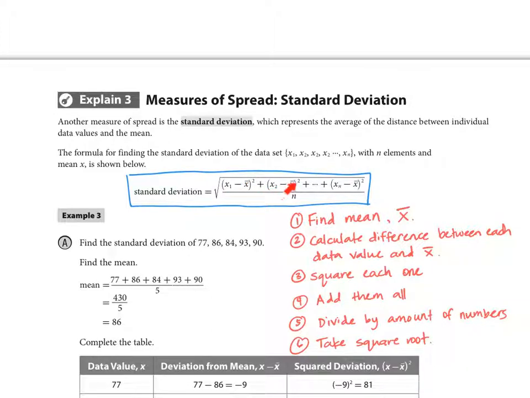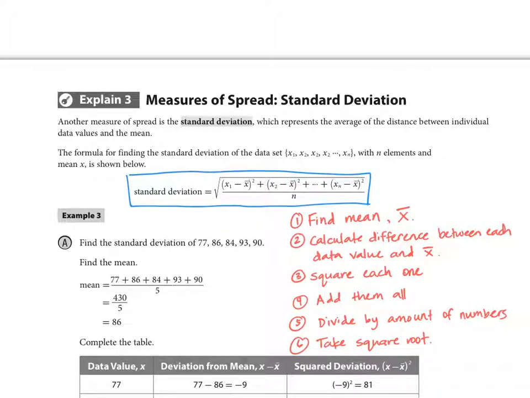So after you subtract this, you're going to square it, and so on. Step number 4 is you add them all together. So you see the plus signs in between each of these groups in the top. Then, after you add them all, that's finding the sum, you're going to divide by n, which represents the number of data values. It's almost like finding the average.